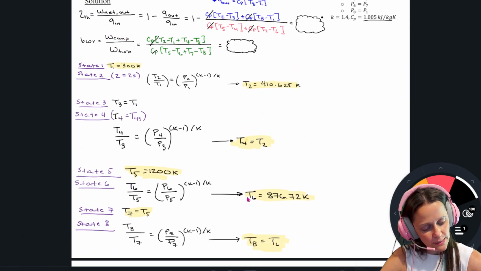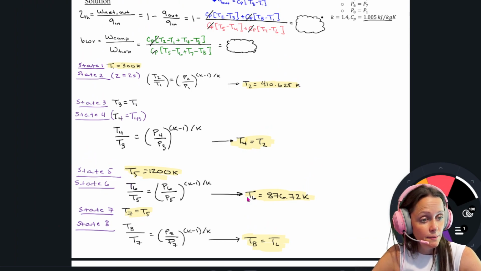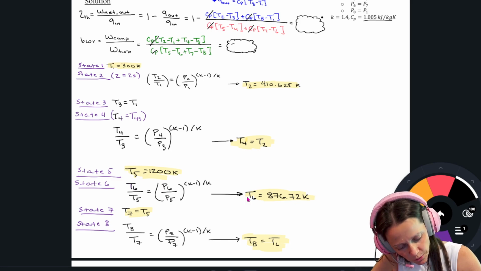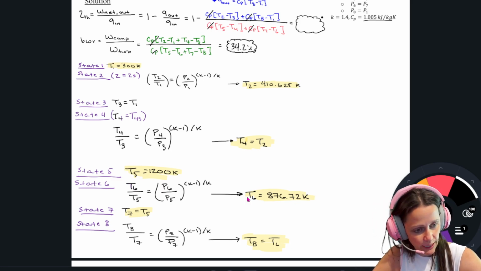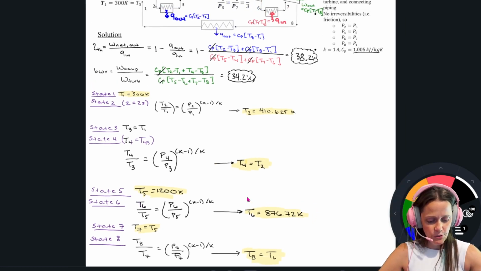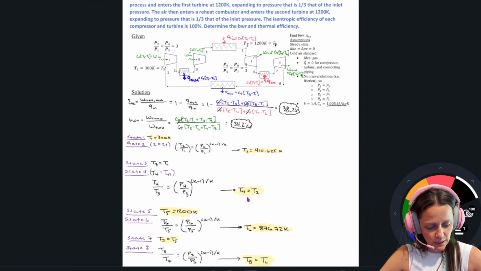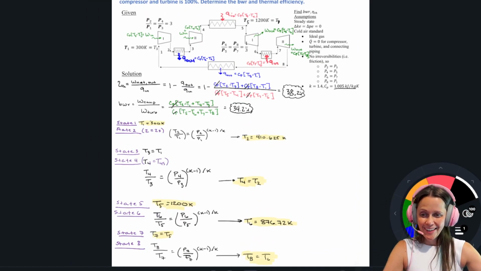So when I plug things in, I'm going to get a back work ratio of 34.2%. And then I've got my thermal efficiency, 38.2%. If you would like to take a screenshot, I'll put that right there. And we will go on to the next problem.